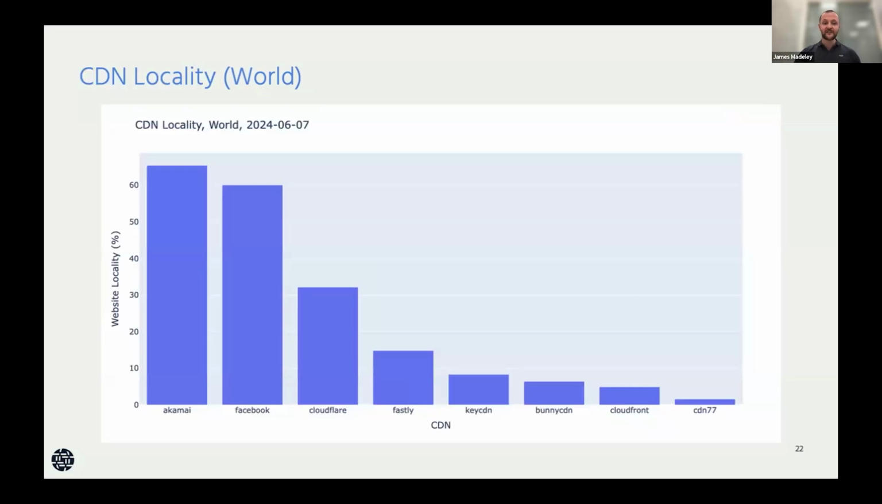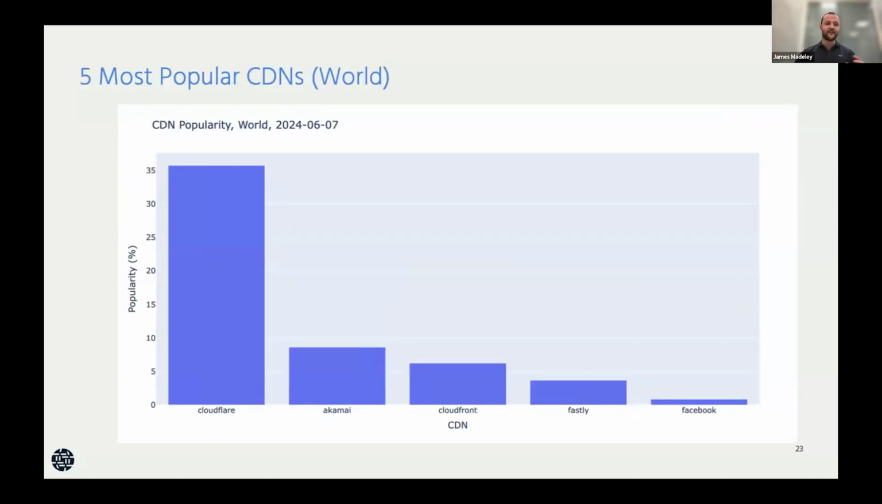We can also look at which CDNs are most local. So here we can see that Akamai and Facebook have a very high percentage of local websites they host, followed then by Cloudflare in third. But conversely, if we look at which CDNs are most popular, Cloudflare massively dominates in this space. And I should say as well that the amount of all other CDNs combined is around the same as Cloudflare. So there's a lot of different CDNs available, and Cloudflare is very much dominating here.